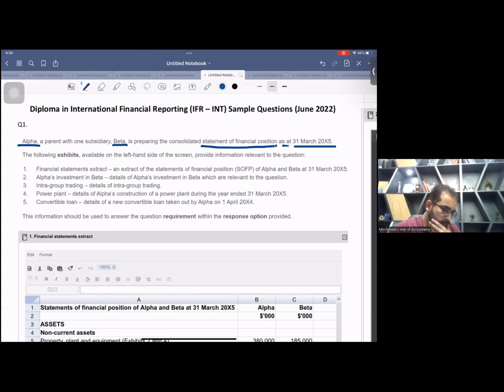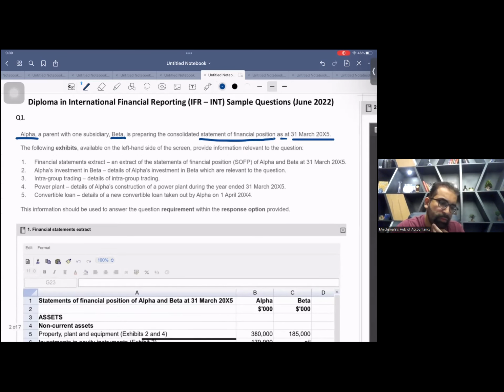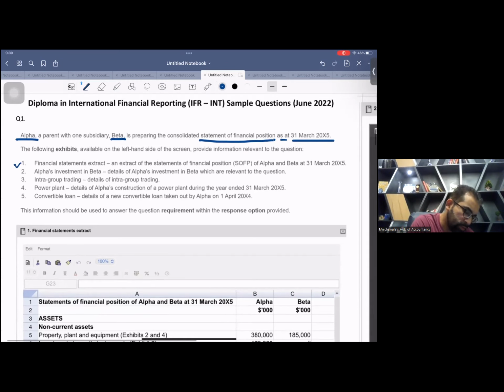Okay. Now, let's move on. We have already identified the accounting period. Now, they have given you a few extracts. I'll discuss all of them. Don't worry, they are pasted on my screen. One thing which we have just identified is the accounting period. The accounting period is 31st March X5. This is your accounting date, on which you have to make the SOFP.